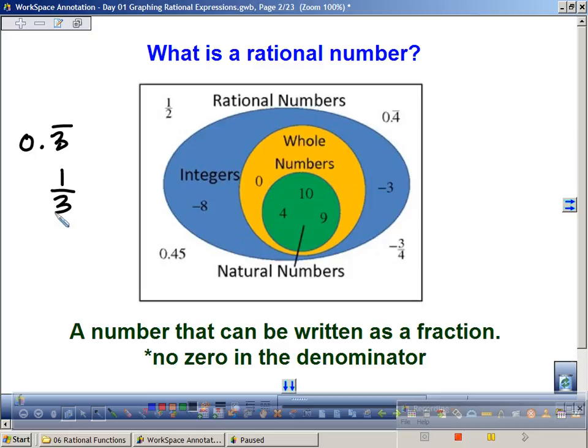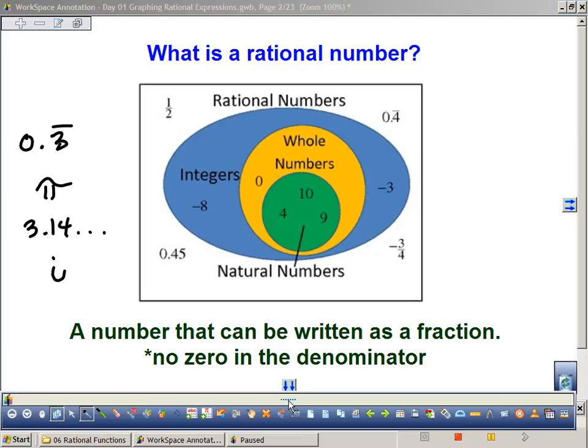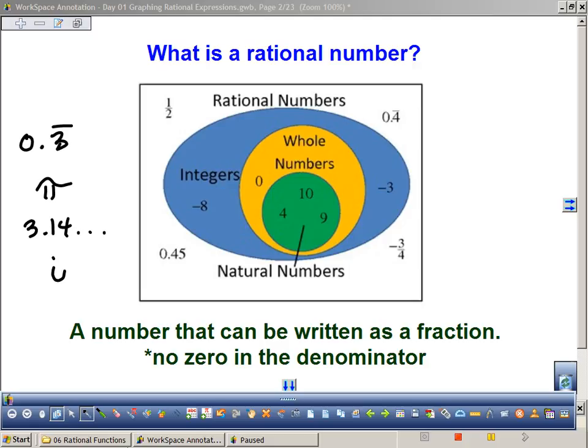If it keeps going, but it, okay, why is pi so special? It's never ending. There's no repeat. Oh, you're right. We'll get there. So pi, right, 3.14, it goes on and on, but it's not repeating, right? And then i, that's an imaginary number. Okay, good. So we're going to tie that to rational expressions, okay?